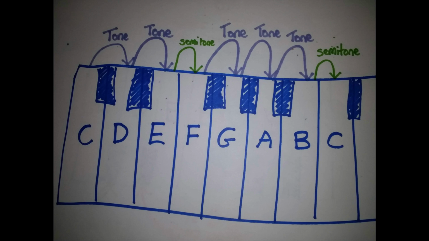Okay, so C to D is a tone, so that's our first tone. And then D to E is another tone. E to F is a semitone, because that's a smaller step. And then F to G is another tone. G to A is another tone. A to B is another tone. And then B to C is a semitone.